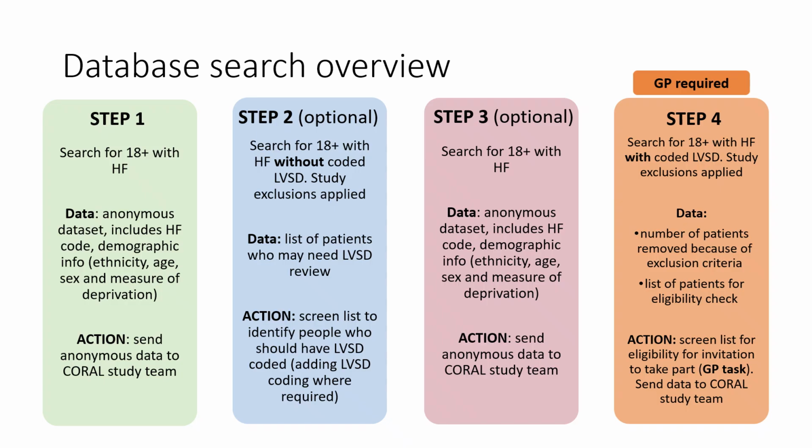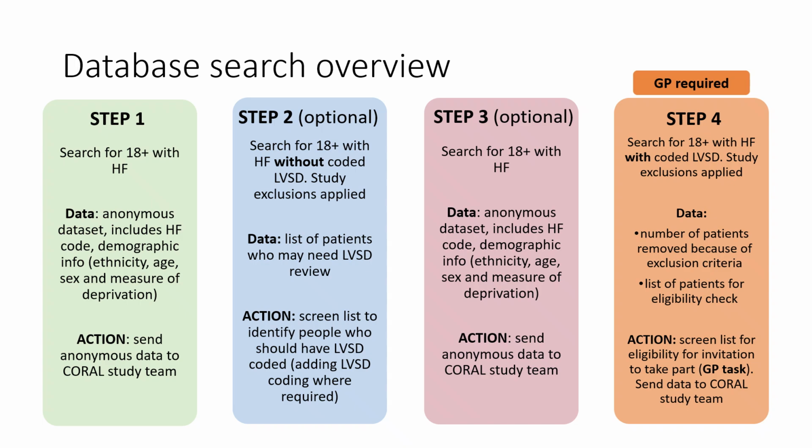Step 4 is to run the eligibility search. This identifies patients who are over 18 years of age with coded heart failure and coded LVSD, study exclusions are applied as before. There are two sets of data produced in step 4. First, we need to know the number of patients who were removed based on the 3 exclusion criteria that we have searched for. This is data that we need to show the flow of patients through the study.